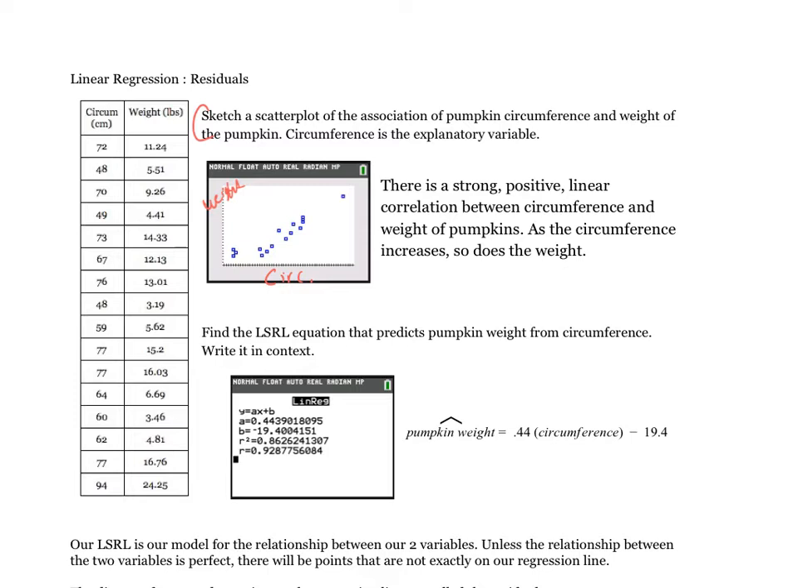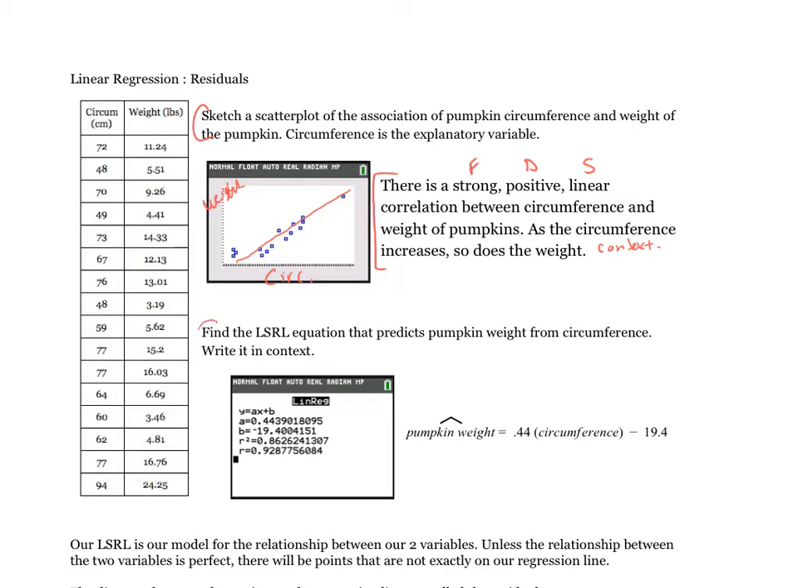Okay, remember when you make a scatter plot, the first thing you want to do is discuss the association, which you've done here. We'd say there's a strong, positive, linear correlation between circumference and weight of a pumpkin. As the circumference increases, so does the weight. You can see that on the graph. You can draw a very loose line through there. And it looks positive, strong, and linear. Remember, we need form, direction, strength, and then the context statement. As the circumference increases, so does the weight of the pumpkin.